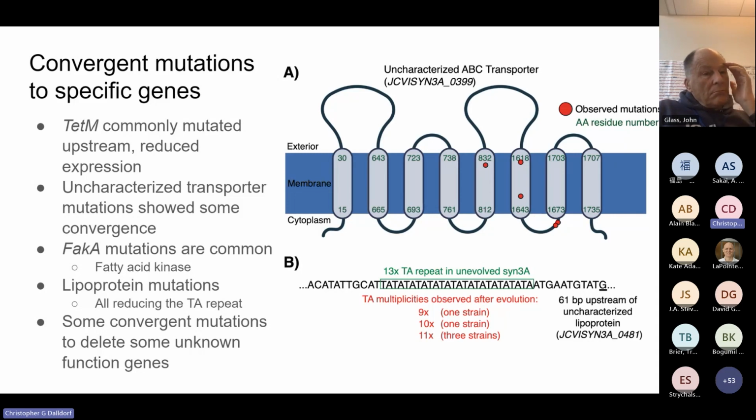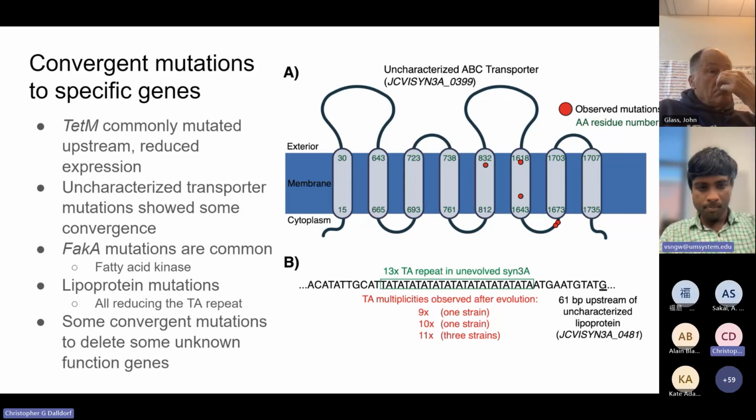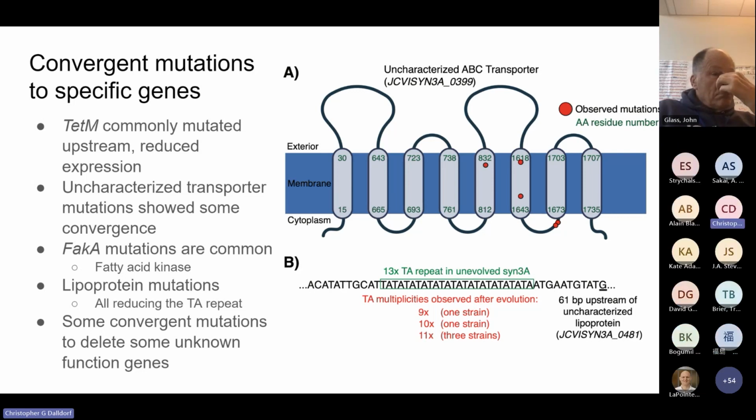TetM was a common target, which is an antibiotic response gene. There were a lot of upstream mutations of it, which reduced its expression, as I'll talk about shortly on the next slide. Uncharacterized transporter mutations showed a lot of convergence. One of those is shown in panel A, with a lot of these mutations highlighted in red on these transmembrane subunits. So it's interesting to see even these uncharacterized transporters are clearly having some directed effect that hopefully future studies can better explain.